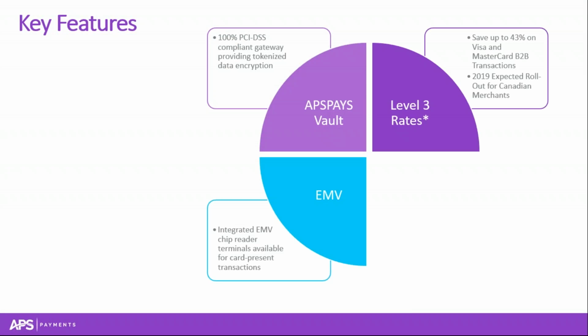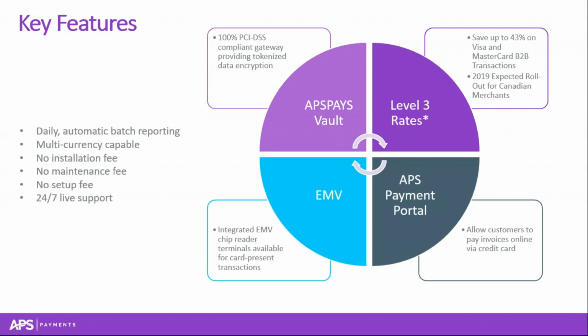So now I'm just going to go through some of APS's key features. APS provides daily automatic batch reporting. We can process in over 150 currencies if you need that. We don't charge merchants for things like installation, maintenance, or setup. And our 24/7 live support is also free, and you get the module integration for Sage 300 for free as well. On the technology side, we are constantly innovating.